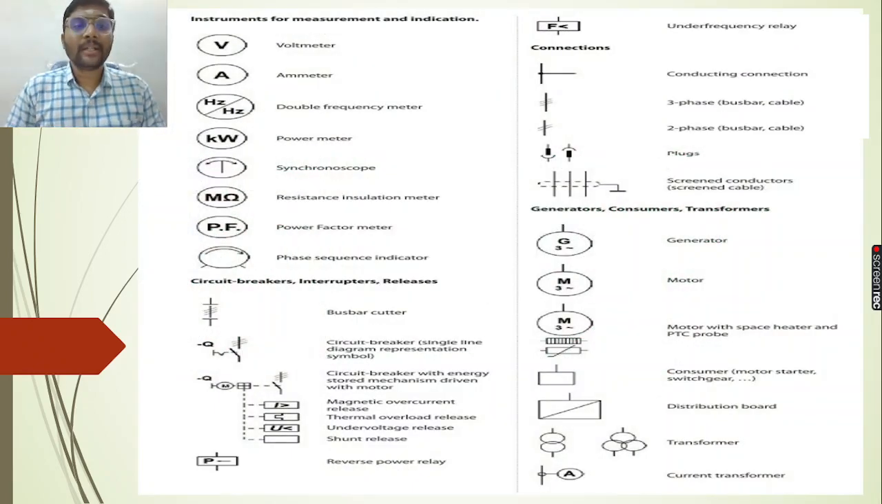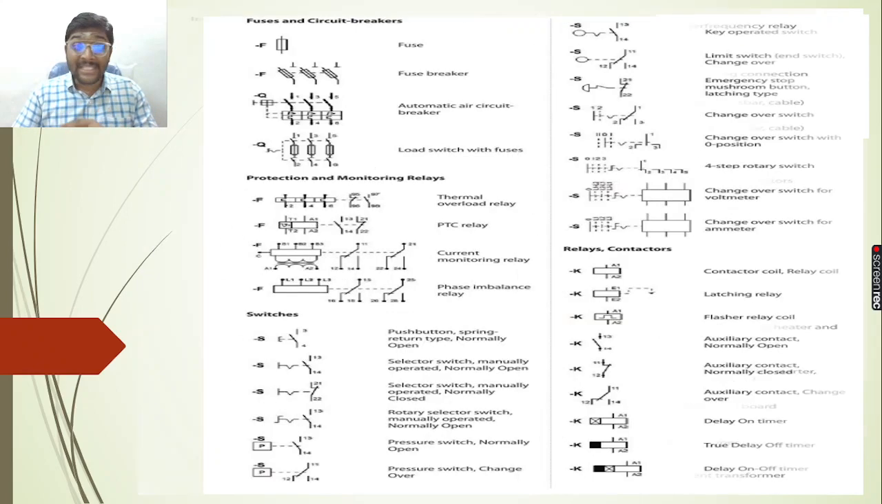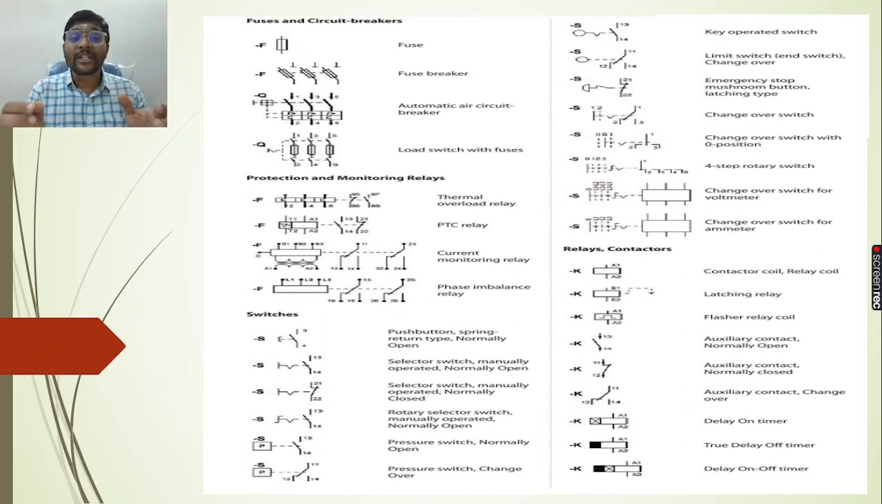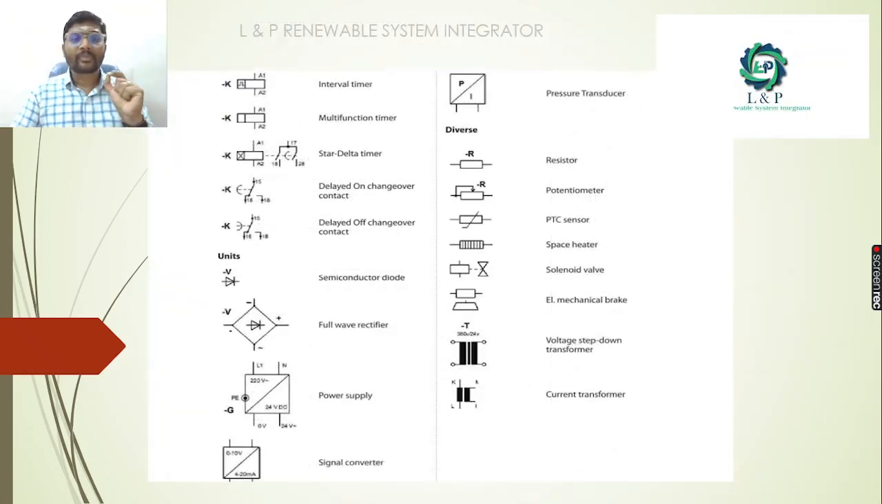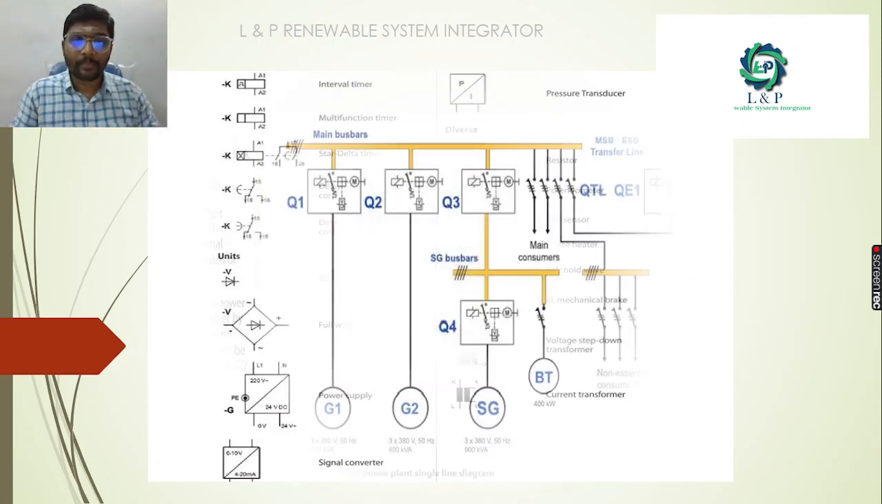As we told earlier, in our discussions we might be using many symbols and abbreviations for representing instruments for measurement and indications, circuit breakers, generators, transformers, connections, fuses, protection and monitoring relays, switches, relays and contactors, units and others. If you have any doubt, kindly refer to this part.